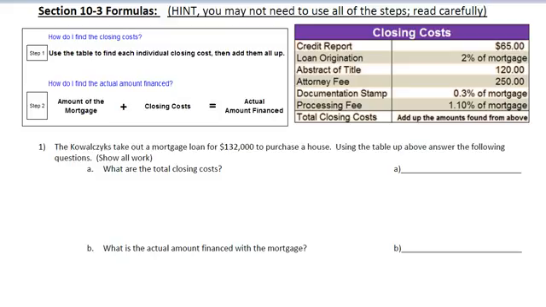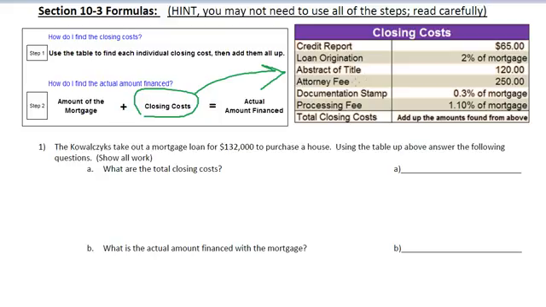But there are other fees associated with buying that house other than just the cost of the house. Those other fees are known as closing costs. And there are all types of closing costs out there in the world. And if you look over here, you can see what those are. There's a credit report because people need to know if you have good credit before you buy the house and before you borrow the loan. There's a loan origination fee, an abstract of the title, an attorney fee.